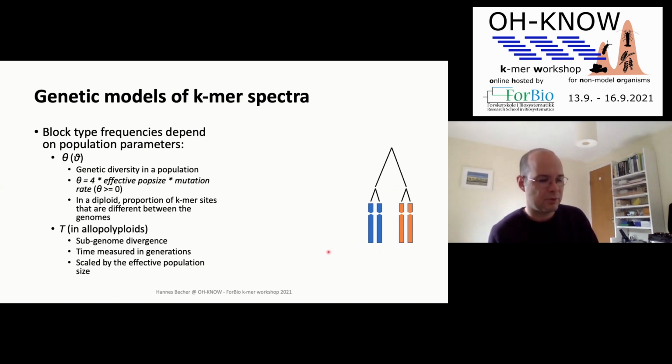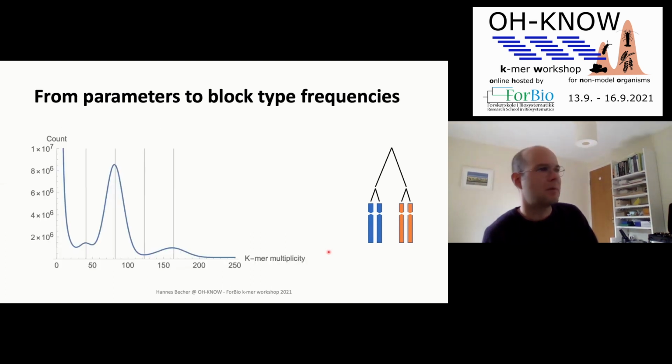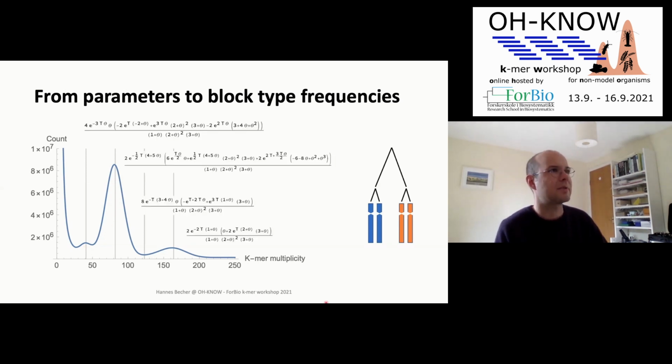And you can then do the same thing. You use this blockwise high frequency machinery, and you come up with some expressions for how many K-mers you expect in each of these peaks. So here now we have an allo-tetraploid with this prominent 2x peak. And these expressions look a bit more complicated. It doesn't matter what they are exactly. What matters is that they all just depend on theta and on T. And if you pick some parameters and stick them in there, you get your K-mer spectrum out of this.